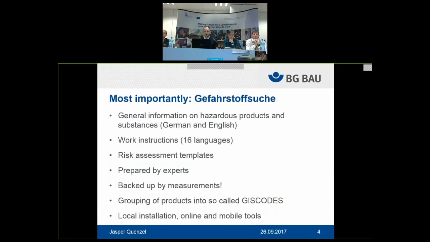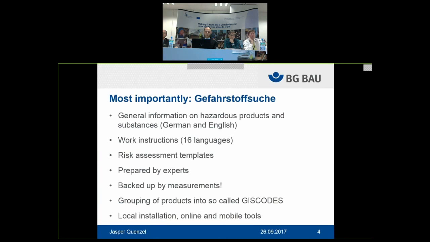The most important tool, and the eldest tool, is the Gefahrstoffsuche, the search for dangerous substances. Here you can find general information regarding hazardous products and substances in German and in English. This general information can also be used as templates for the risk assessment. Nearly all the information you need for a complete risk assessment is found in these.